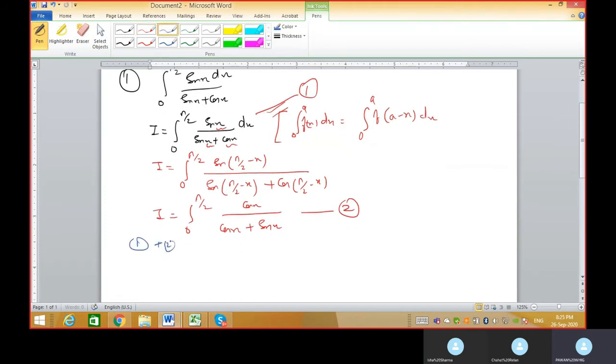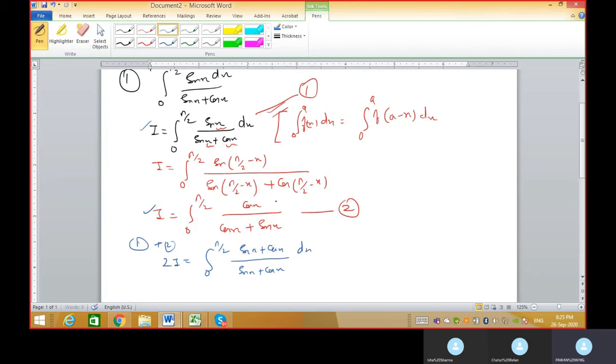If we add 1 and 2, the LHS gets added into LHS, which will give you 2I. And when you add these two, you see the denominator remains the same. This is sin x plus cos x, and this is also sin x plus cos x. So the common denominator is sin x plus cos x, and when you add them, you will have sin x plus cos x in the numerator.